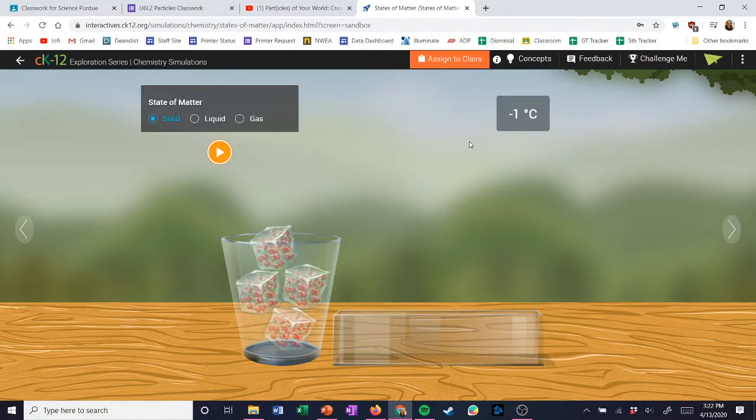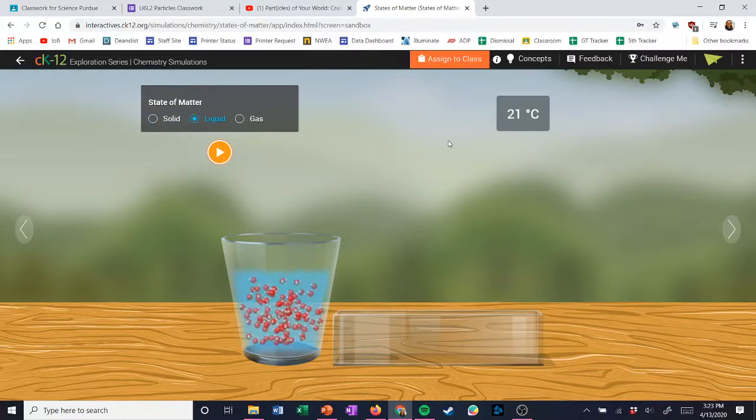The first thing I want to point out is that for each of these different states, the thing that makes water be solid instead of liquid instead of gas is the temperature that you're going to see up here. So for example, first of all, I have solid water, ice cubes. That's because it's at -1 degree Celsius, which is like 30 degrees Fahrenheit or so. It's below freezing. It's below the freezing point where water becomes ice.